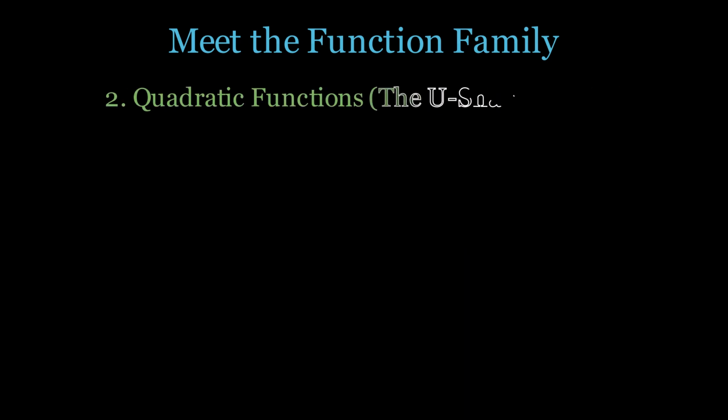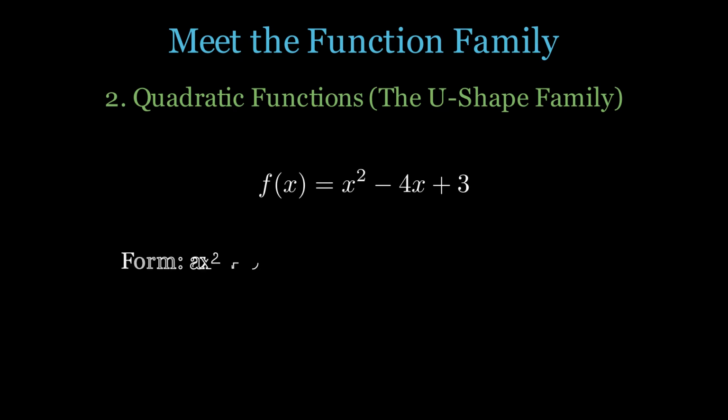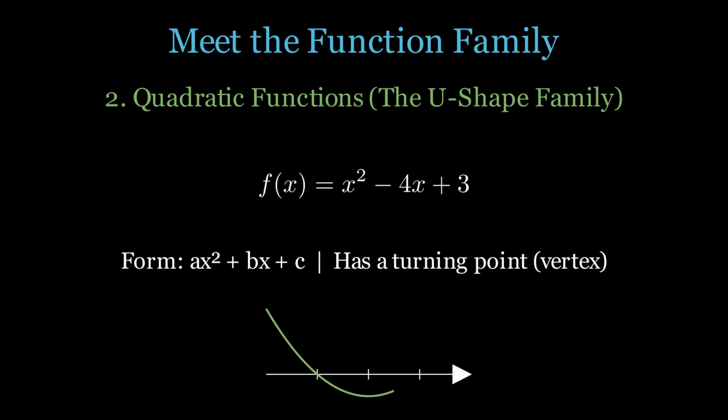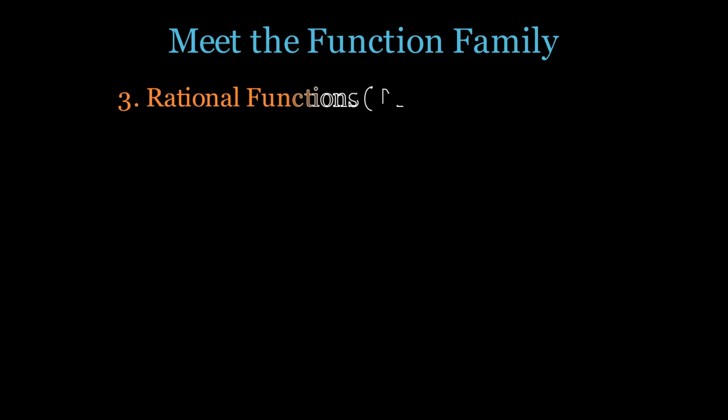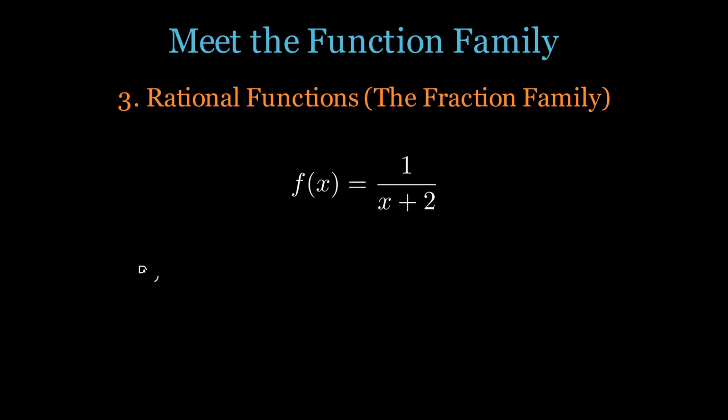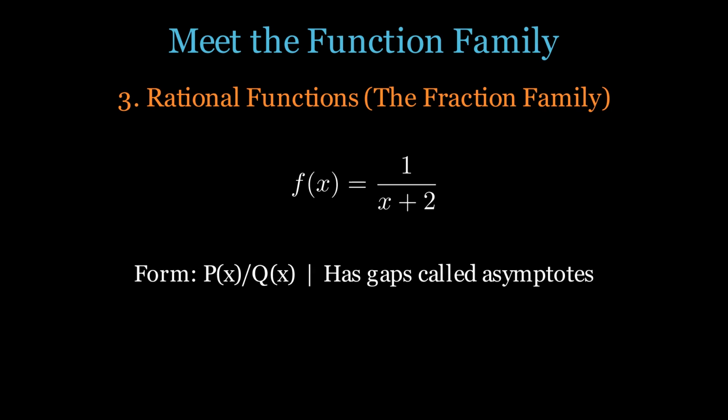A quadratic has an x squared term. Its graph is a smooth U-shape called a parabola, and it has a turning point called a vertex. A rational function is a fraction of polynomials. Because of the denominator, it has values it can never touch, creating gaps called asymptotes.